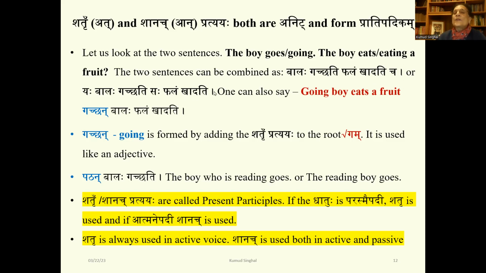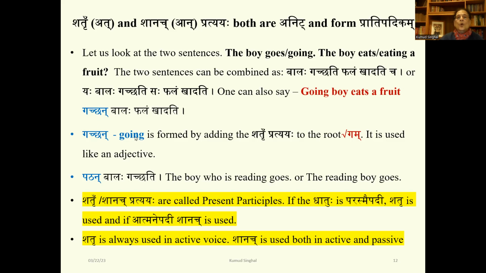But there is a simpler way of saying that. We could do it more simply, and that is where the Shatra Pratyaya comes in. You can say, the going boy eats a fruit, the boy who goes eats a fruit. And here you have this Shatra form, which says Gachan Bala Phalam Khadati. So this Gachan is the Shatra form, and we will just see how this is formed.